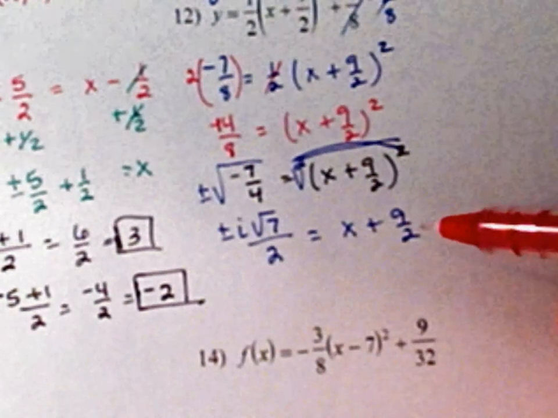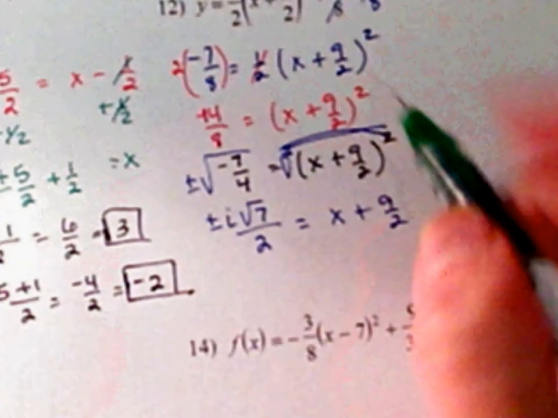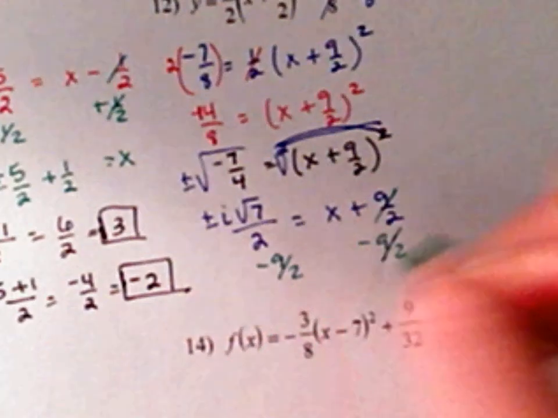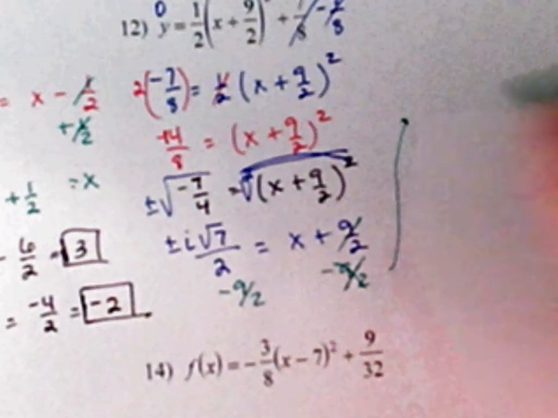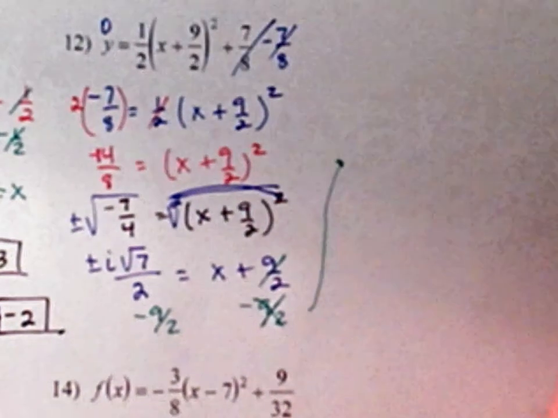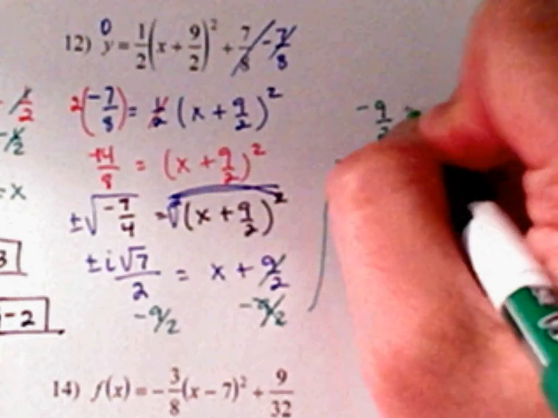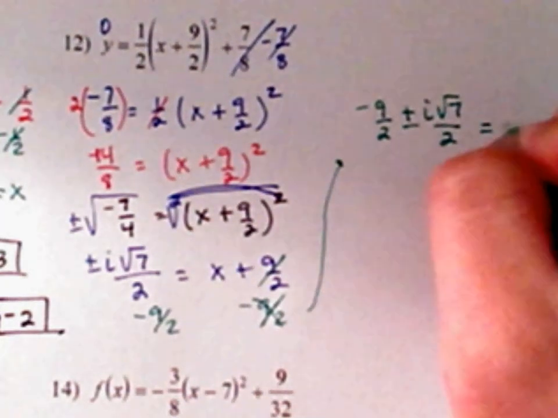How do you solve for x? What do you do next? Well, you're going to subtract 9 over 2. What you do to one side, you do to the other. Okay, let's continue up here so I have more room. So now you have negative 9 over 2 plus or minus i square root of 7 over 2 is equal to x.